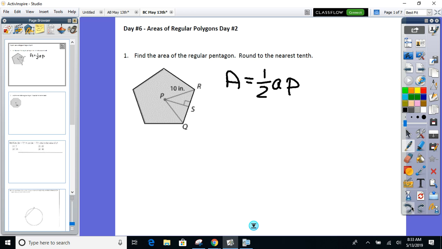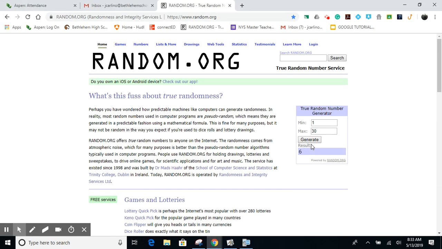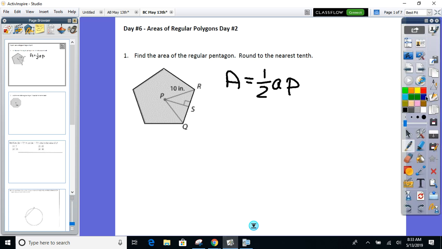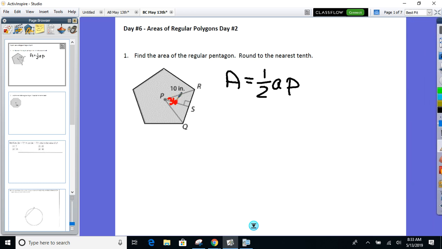Still going to approach it the same way. Find RPQ. 72 degrees, 360 divided by 5. The apothem is still doing what? Bisecting that 72 degrees. So what's the measure of RPS? 36 degrees. All right, well, it's not 30-60 or 45-45 anymore. I have no idea what the rule is for 36, 90, whatever the other angle is.